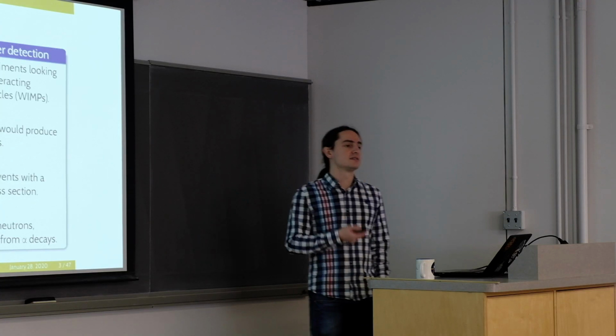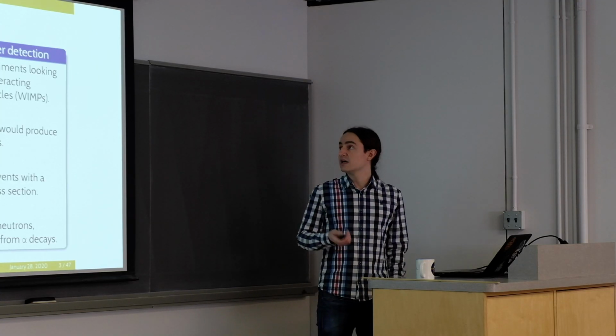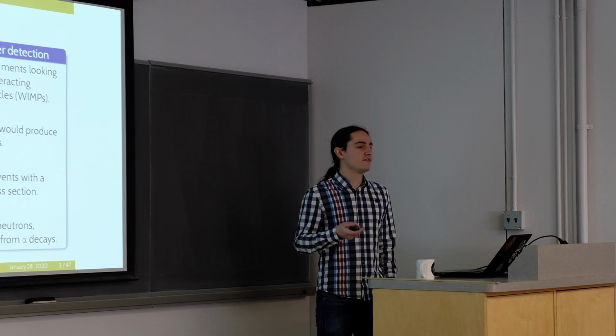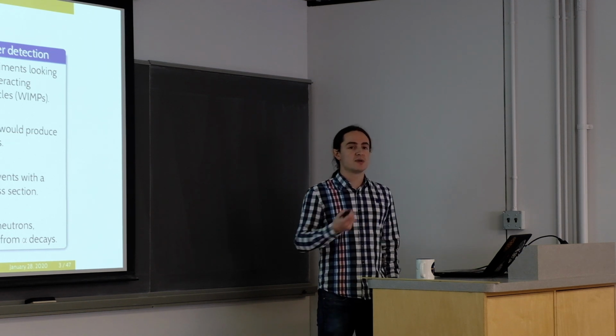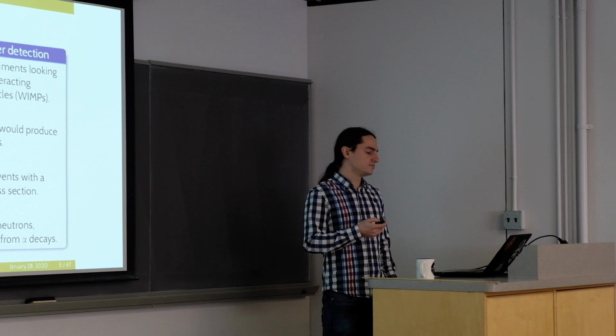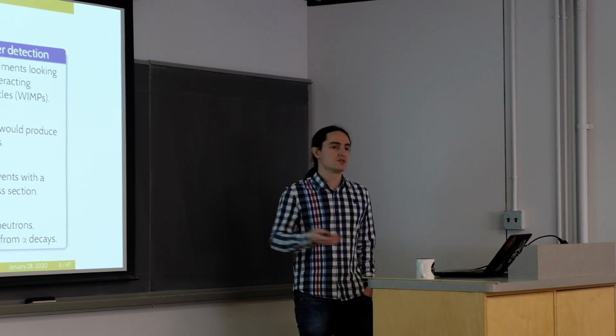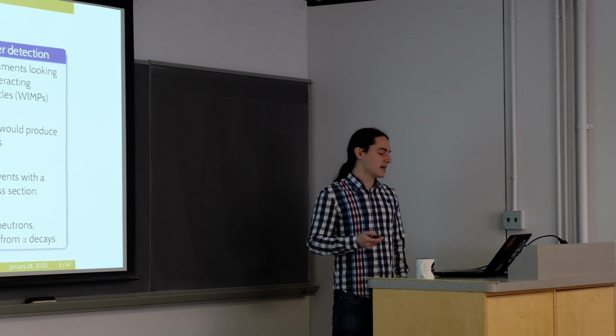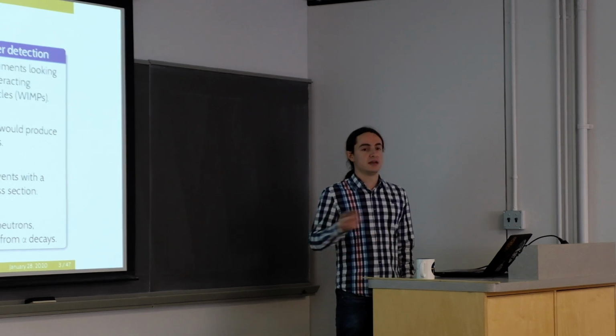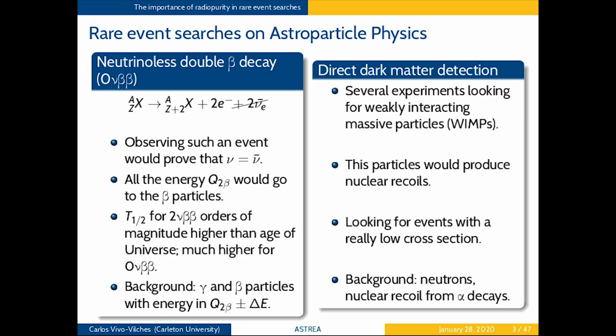The other kind is direct dark matter detection, where we are looking for nuclear recoils produced by the scattering of these dark matter particles with the detector medium. In this case, the most important backgrounds are neutrons, which would interact the same way as the dark matter, and the nuclear recoils produced by alpha decays, but we can also have other sorts of background.